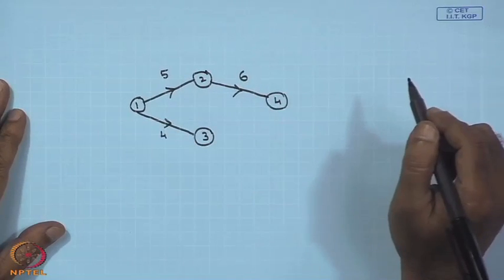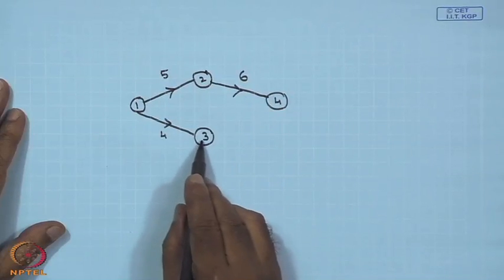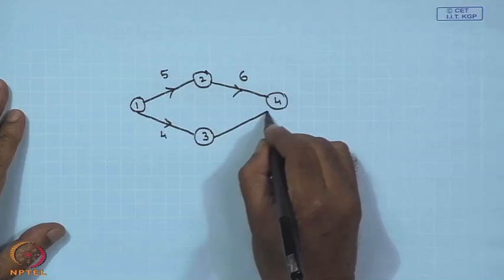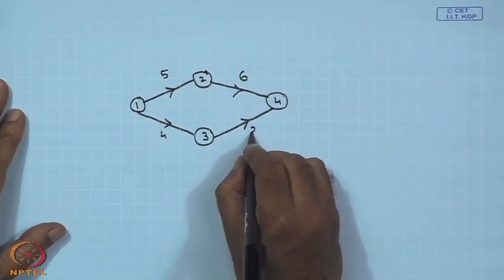The next one in the table is activity 3 to 4, and the immediate predecessor is 1, 3, and it is starting, time taken is 2. So, for 3, 4 the immediate predecessor is 1, 3. So, you see in the figure, after 1, 3, activity 3, 4 will be done. So, now I can draw and join this activity 3, 4, the time taken is 4.